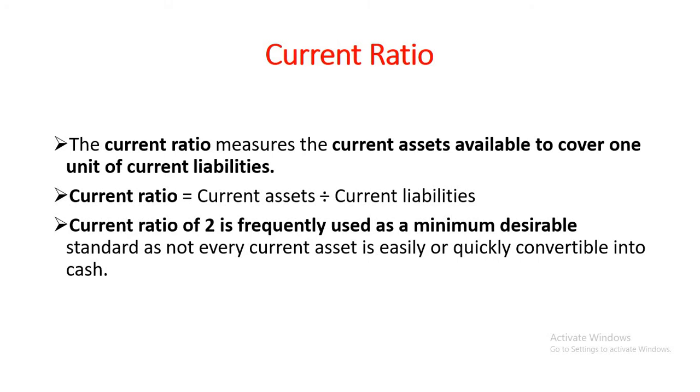Normally, current ratio of 2 is treated as a minimum desirable standard because all current assets cannot be easily or quickly converted into cash. For example, inventories cannot be converted into cash easily or quickly because inventory conversion into cash is quite uncertain.